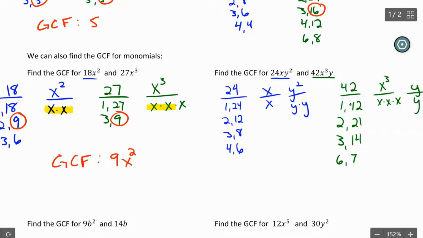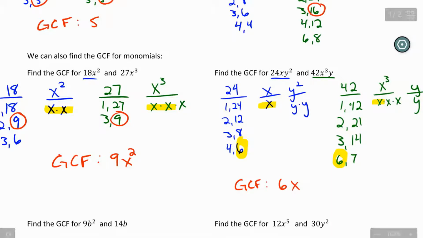So let's see how much they have in common. Well, looking at these numbers, I see that I have 6 and 6. So that means my greatest common factor will be 6 for the numbers. Let's take a look at our x's. I've got 1x and 1x in common. So that means I'll have 1x for my greatest common factor.